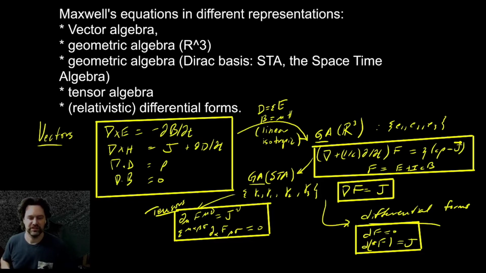This is the second video in a series of videos on Maxwell's equations and different representations. In the first video, we took the vector representation of Maxwell's equations, then assuming linear isotropic media, we derived the Euclidean spatial basis form of Maxwell's equations in geometric algebra. Next, we're going to go from the Euclidean basis to a relativistic basis, the Dirac basis. We're going to derive the relativistic form, the space-time algebra form of Maxwell's equation.